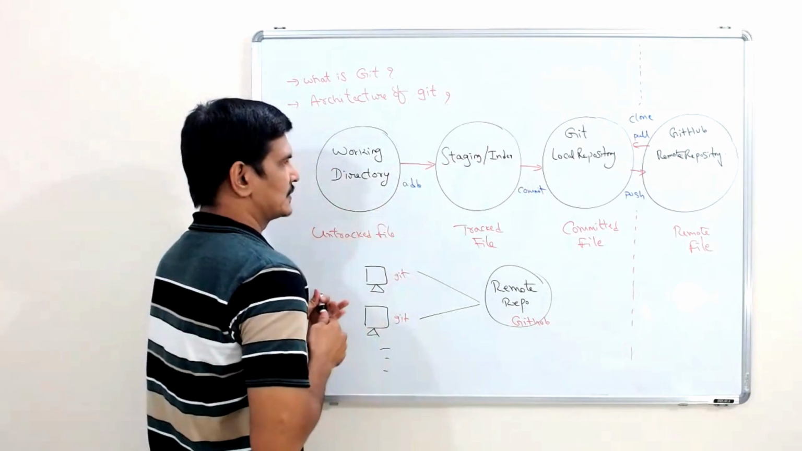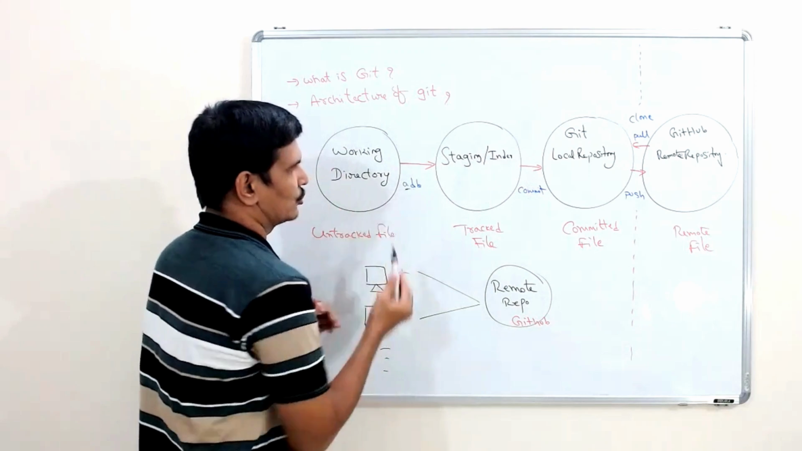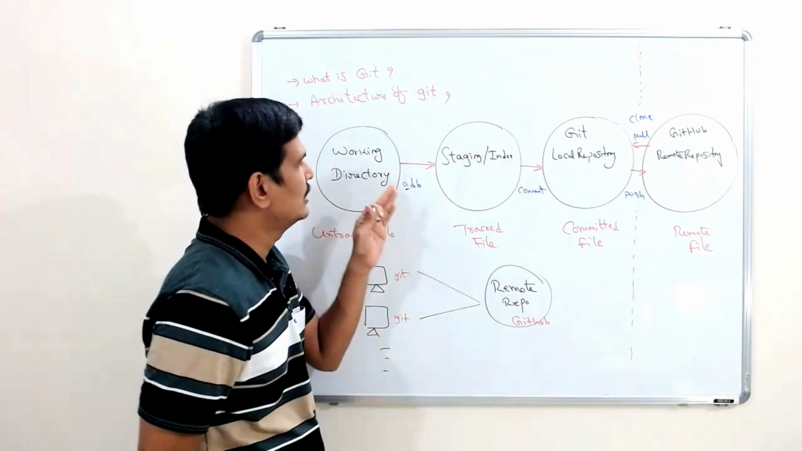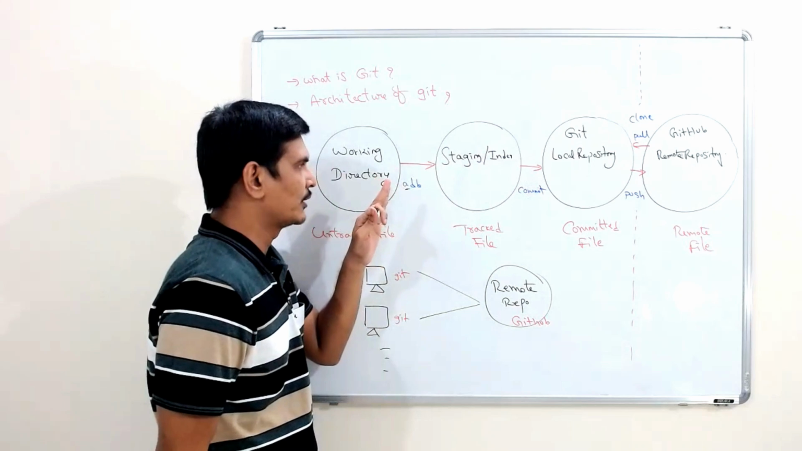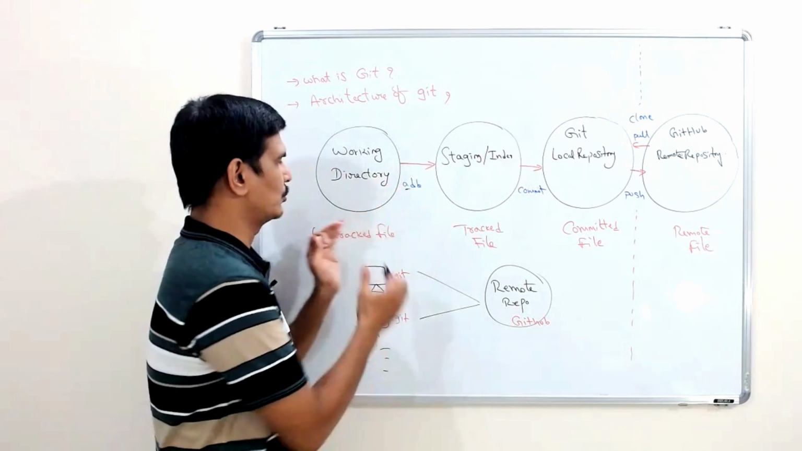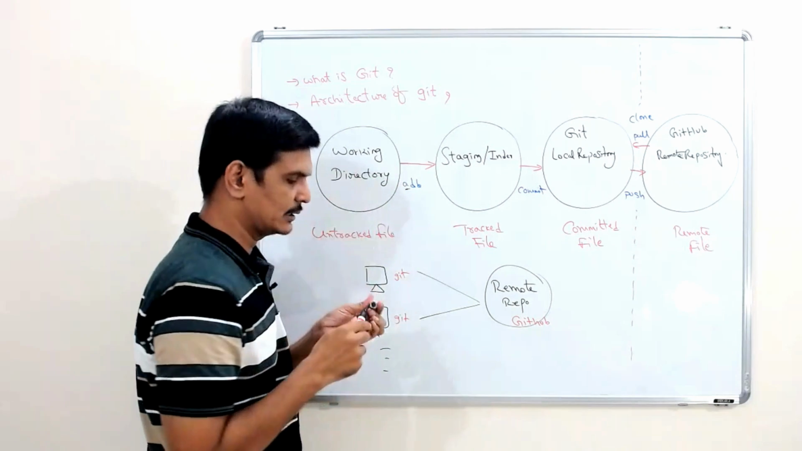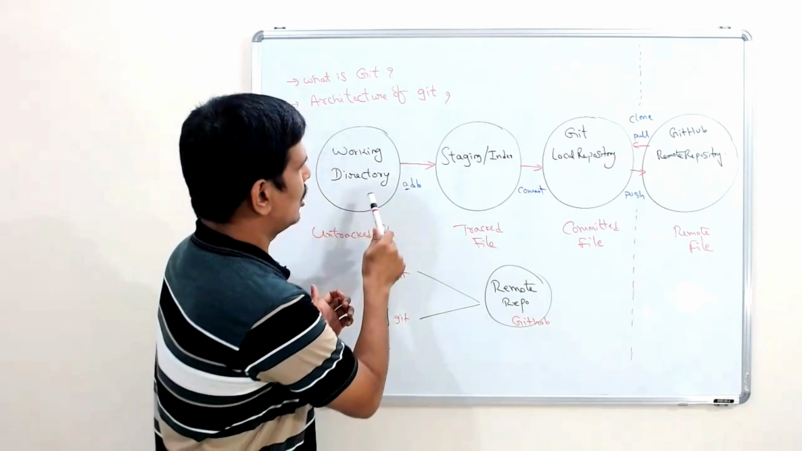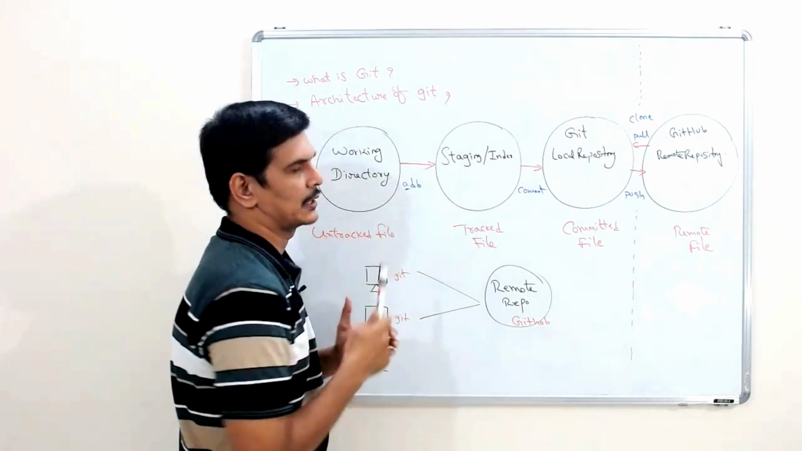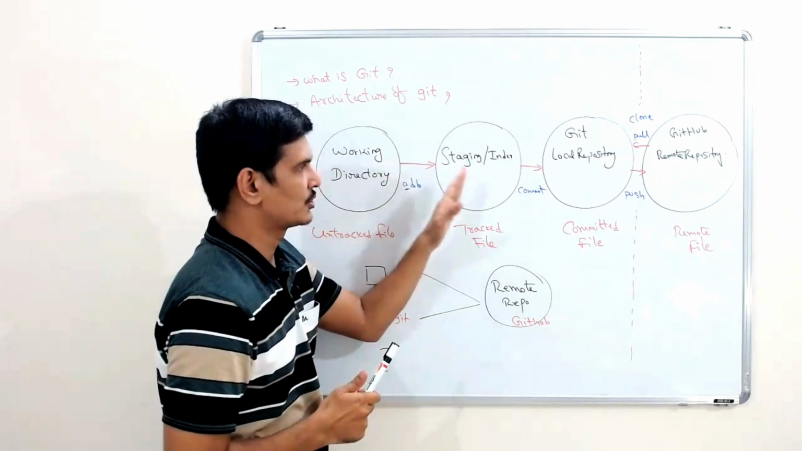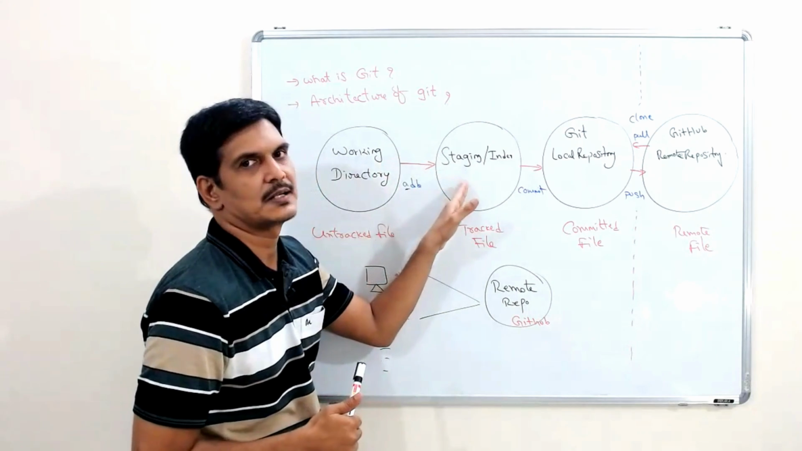So once you add this command, this is the add command. Whatever commands Git provides, add is one command. When you use this command, whatever files we have in the current working directory or workspace, all those files will be added to the staging area. And this is a virtual location which will be there in your local machine itself.